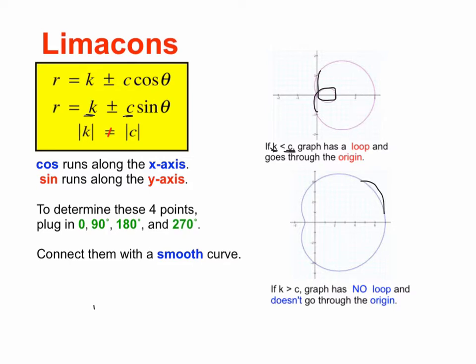Cosine always runs along the x-axis, and if you have a plus, it's going to be to the right. If it's a negative, it's to the left. A sine graph always runs along the y-axis. Positive would be up, and negative would be down. In the other video I talked about how you can plot points roughly, and we can also plug in those same 4 coordinates and then connect with a smooth curve.